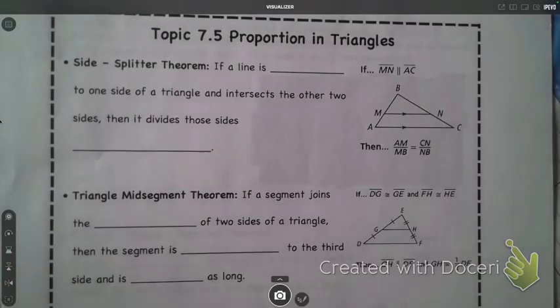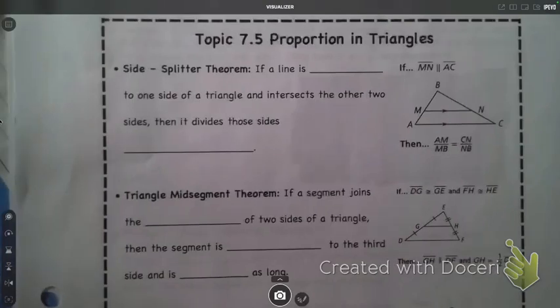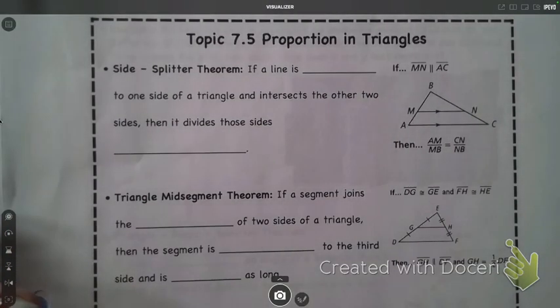Okay, 7.5, proportions in triangles. Well, we've been dealing with proportions in triangles already, yes? So we're just going to give you some more. So it says side splitter theorem. Okay, what do you think a side splitter is? It cuts it. It splits the side, yes?